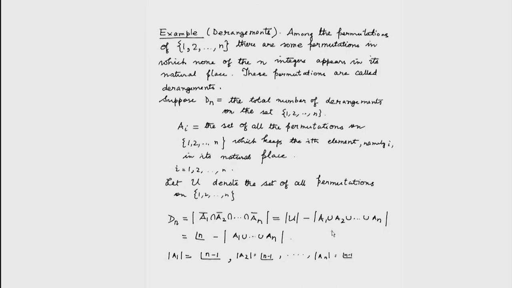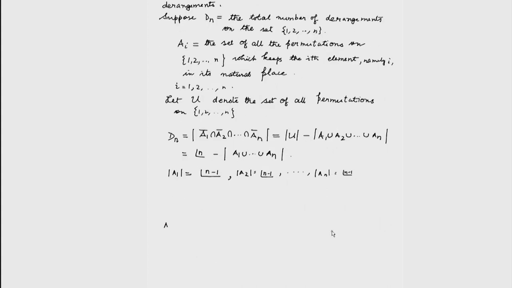Therefore, if I am considering the cardinality of the union A1 union and so on up to An, the first term, which is sigma i equal to 1 to n cardinality of Ai, will be n choose 1 into factorial n minus 1, that is n into factorial n minus 1, because all the Ai's have the same cardinality. The second term is going to be the sum over i less than j of cardinality of Ai intersection Aj.